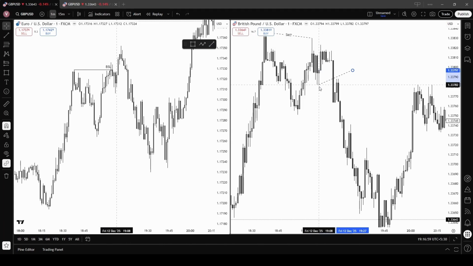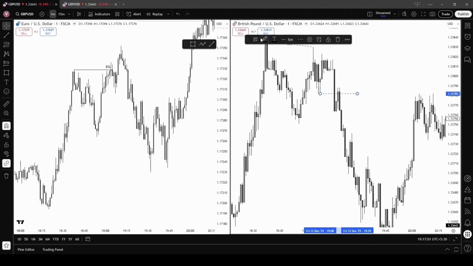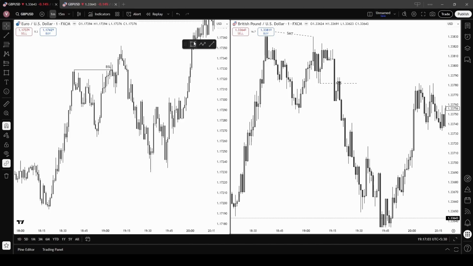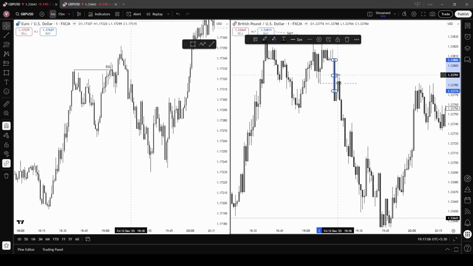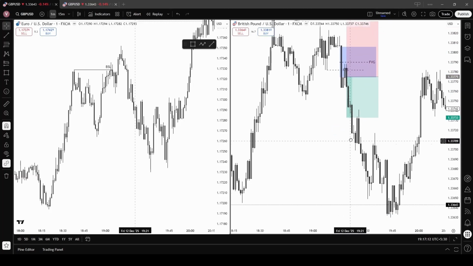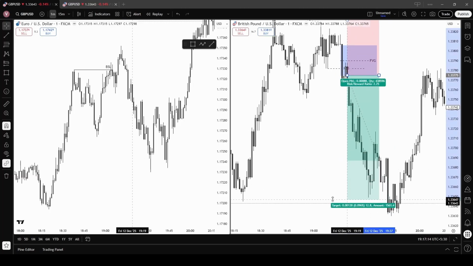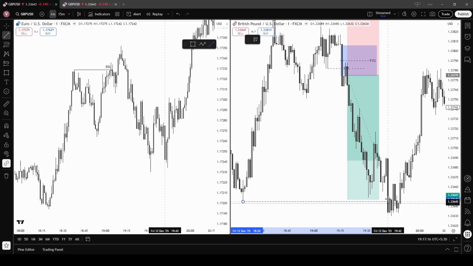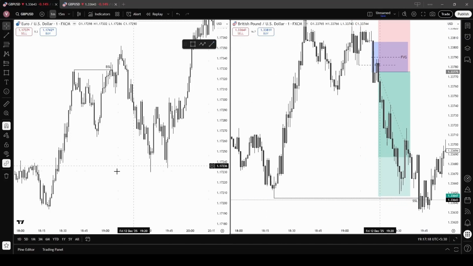Here we get a clear bearish market structure shift, along with a fair value gap perfectly overlapping it. This gives us a high probability entry. I can place my trade here, set my stop loss above the high, and target the lows. As you can see, price delivers cleanly into our target on GBP. However, notice that euro does not take those lows.